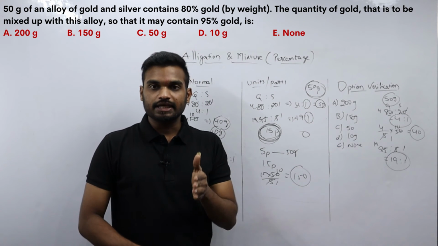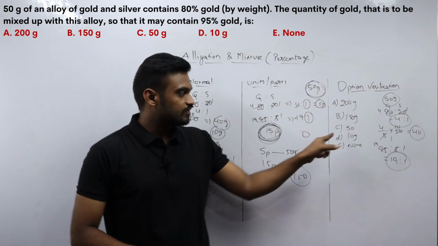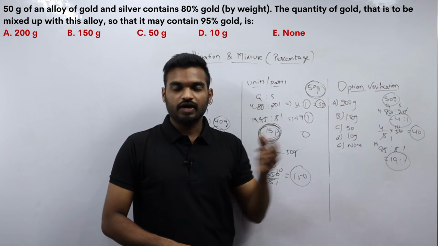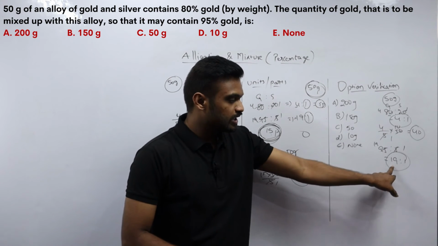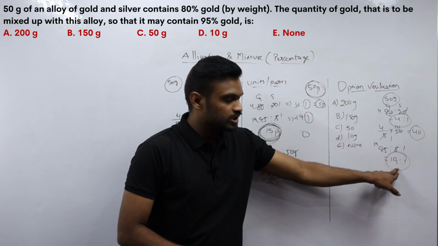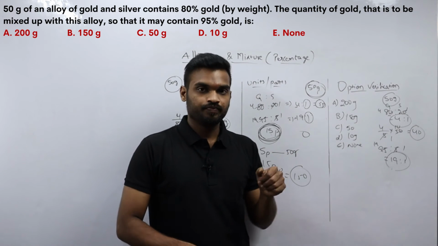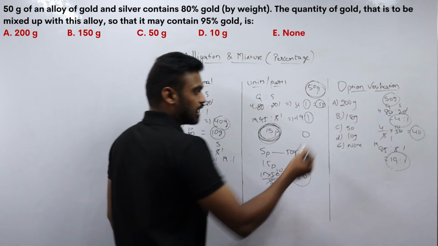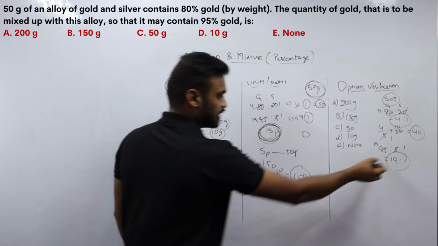So the final quantity needs to be divisible by 19. See here, after adding some grams of gold, we will get the final quantity of gold. That final quantity of gold needs to be divisible by 19, because in this gold and silver ratio, the ratio of gold is 19 parts. So the answer needs to be divisible by 19. Now I will add all the values to the 40 and let's see which is divisible by 19.